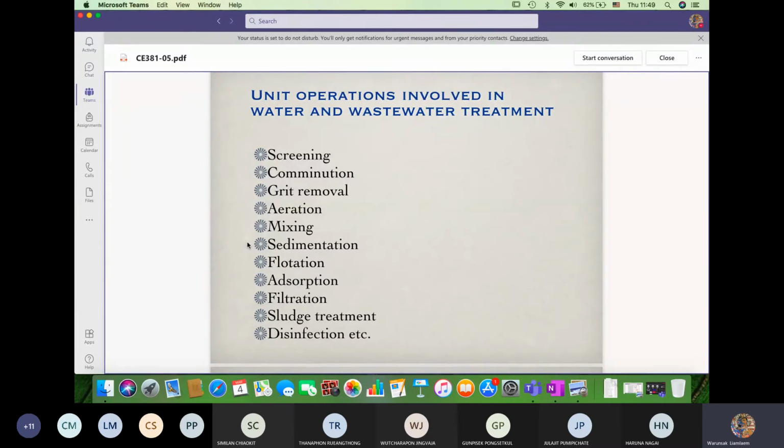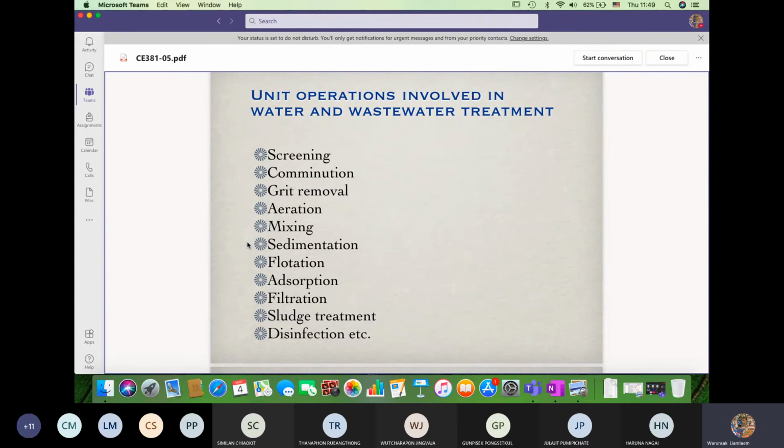Adsorption is a process where we use some kind of adsorbent to adsorb the pollutants. Adsorb, AD, means just sticking onto the surface. Mostly we use activated carbon to adsorb the pollutants or impurities that come along with water. So it just adsorbs, or just sticks on the surface of the adsorbent.